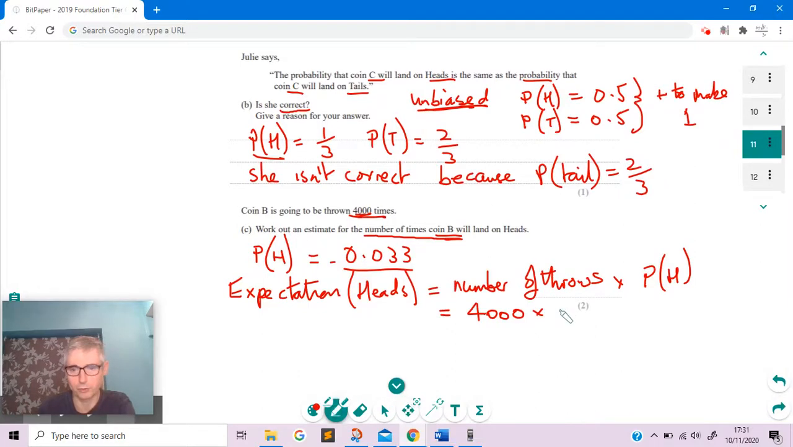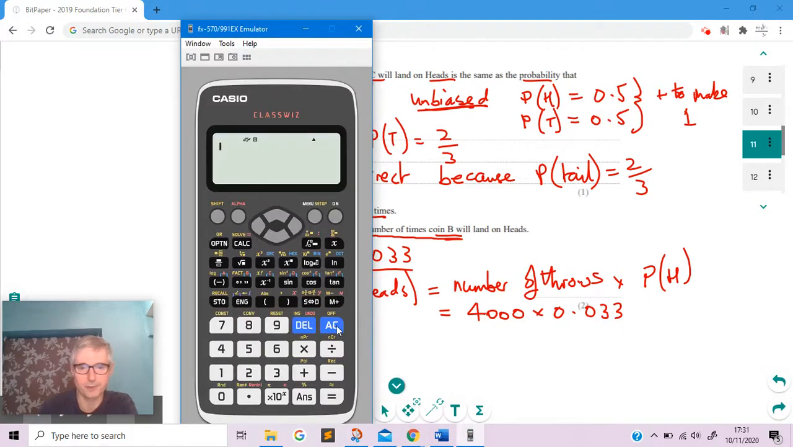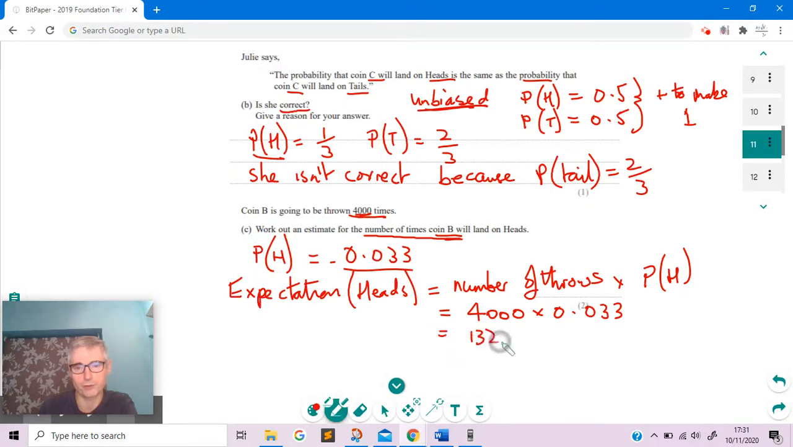So that was 0.033. So if I do that on the calculator, then we've got 4,000 times 0.033. So if we do that, we could expect that we might get 132 heads if we threw the coin 4,000 times. So it's an estimate. It's not guaranteed that we get that many, but that's just an estimate given the number of attempts and the probability.